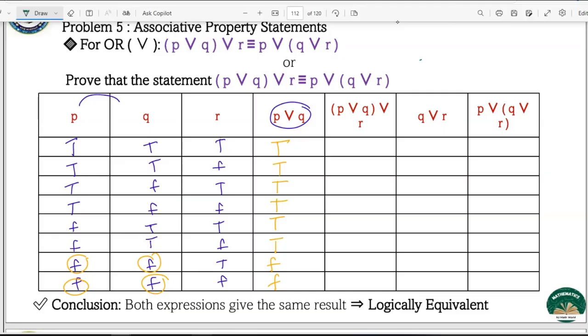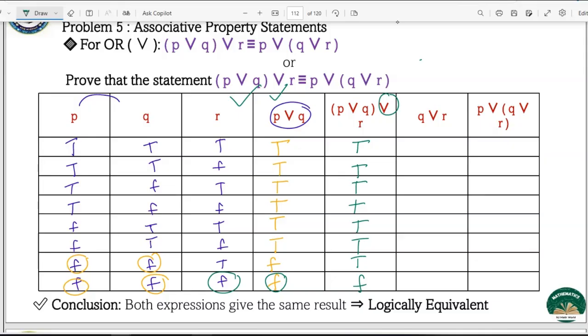Here we have P or R, P or Q, and P or Q or R. Now we will be checking for these two lines. We have the or condition, so we will just check if it is F and F. We have F and F in the last line. Then we have nowhere else. Then the remaining will be T.